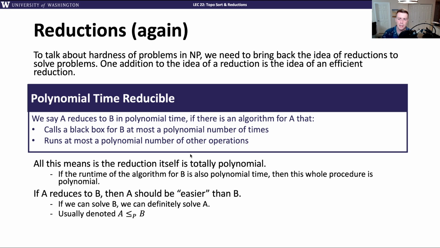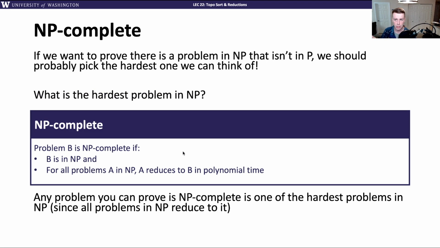And you'll commonly see this notation A less than or equal to B with the subscript P to say that it's reducible in polynomial time. And that arrow goes in that direction to say that A is easier than B, or at least as easy. So that's our idea of reductions, just the same idea with some modification on how we interpret it, and that needs to be efficient.